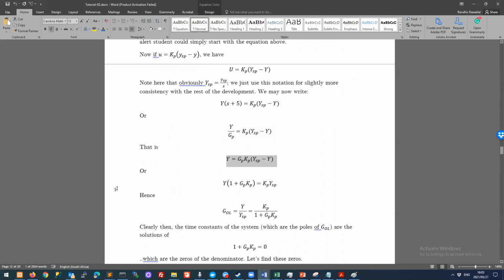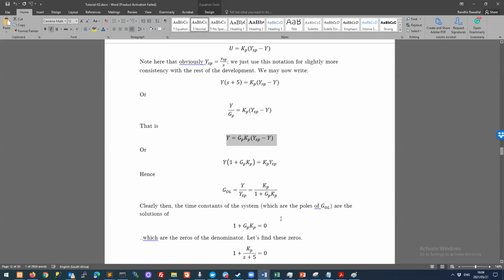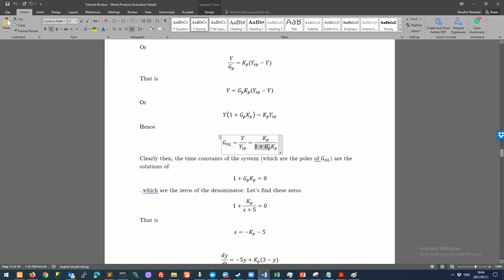And then you can say that the ratio of y to the set point value, that's how we define the closed loop transfer function. We look for y divided by the set point value. Then you'll have Kp over 1 plus Gp Kp. So that's our closed loop transfer function. And now what we want are the roots of the denominator, because that will be the poles of the closed loop function. And then that will tell us whether the process is stable or not. So we go ahead and apply that.